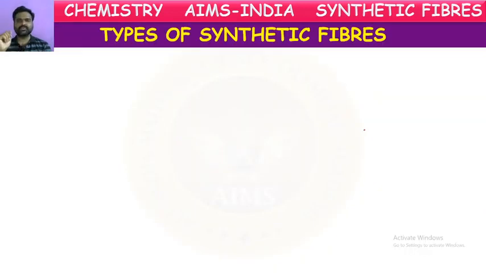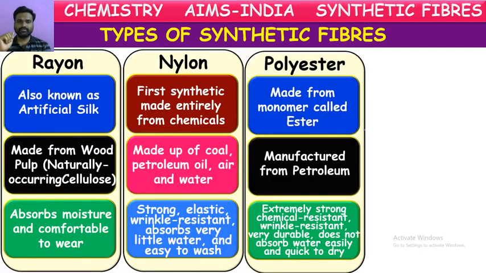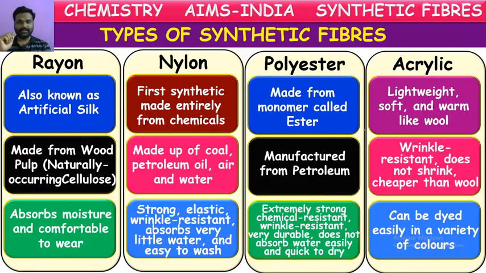Again, types of synthetic fibers we have seen. What are the types of fibers? Rayon, nylon, polyester, acrylic. These all come under different kinds of synthetic fibers. How are they useful for us, and what are the properties of these fibers? Already we discussed this.